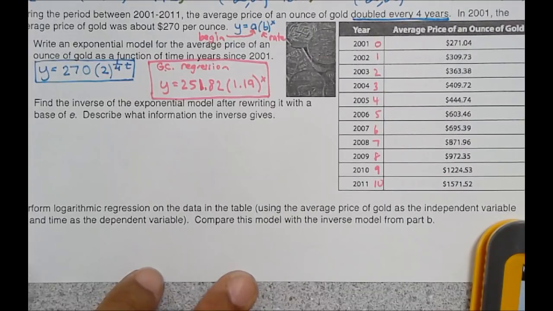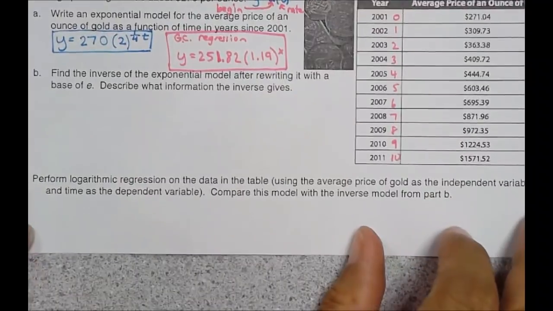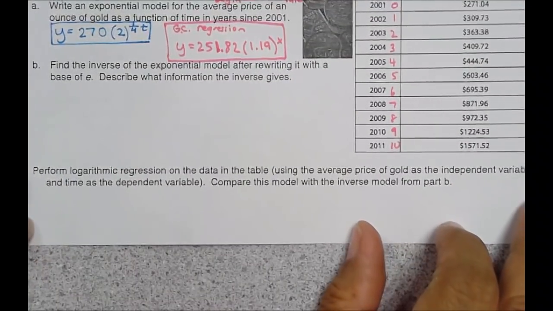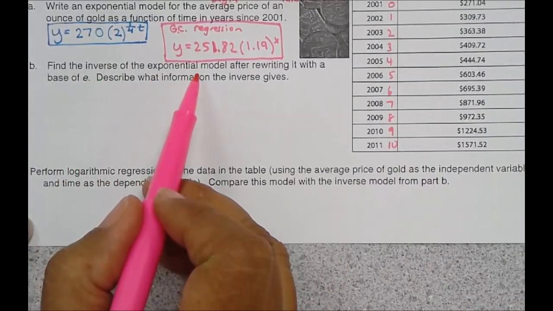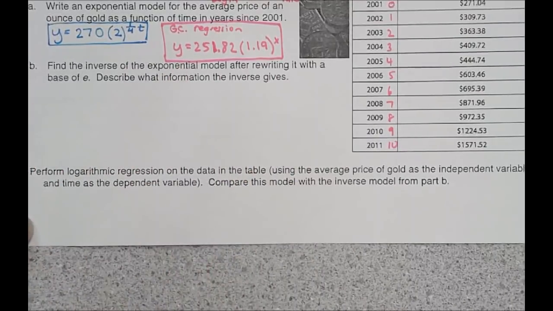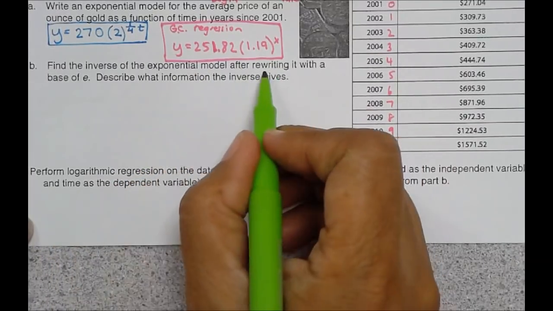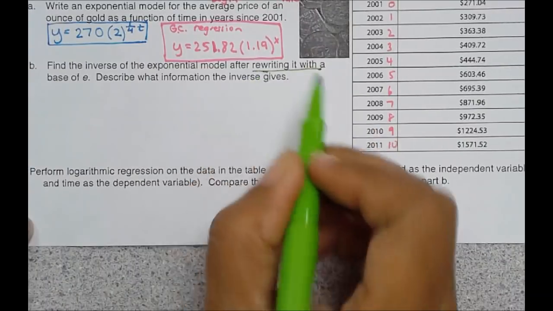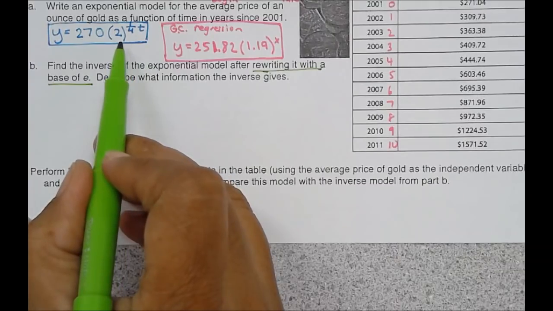Okay, this next part is quite a bit challenging for some of you to understand, so you may have to rewind and watch it a couple of times in case you really are having trouble. What we're going to do is find the inverse of the exponential model after rewriting it with a base of e. So we are going to write the inverse of the exponential model, but we have to first rewrite it with a base of e. This right here is not written with a base of e, so I am going to change it to have a base of e.